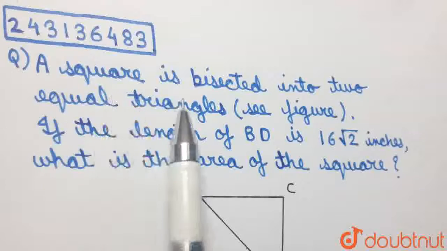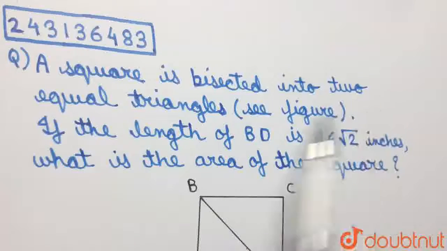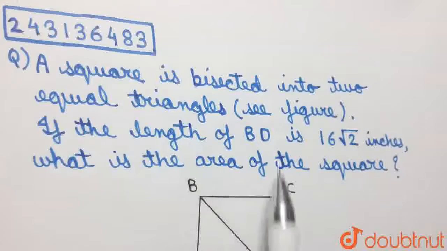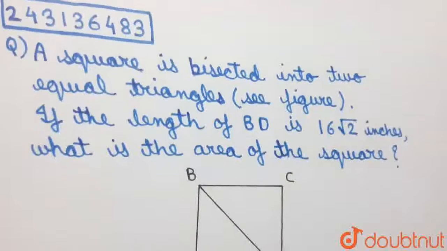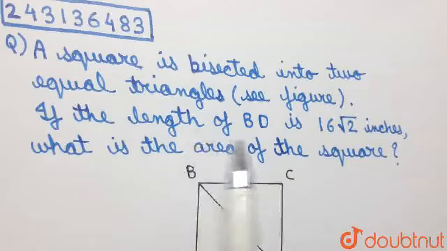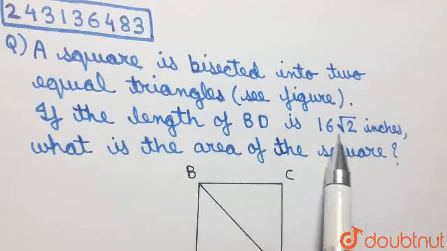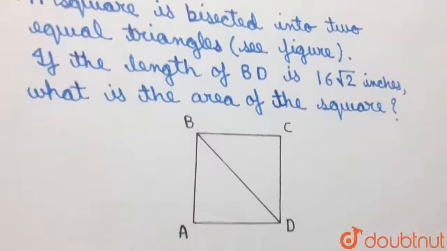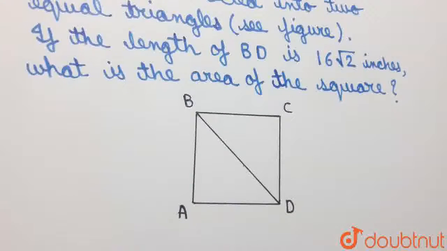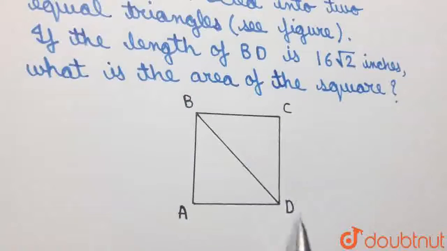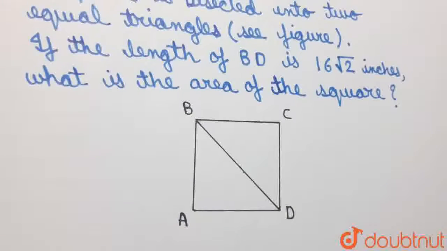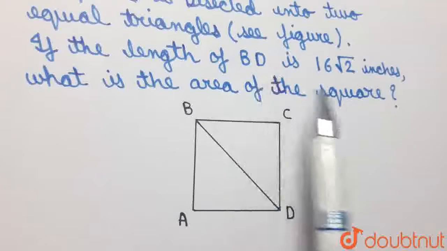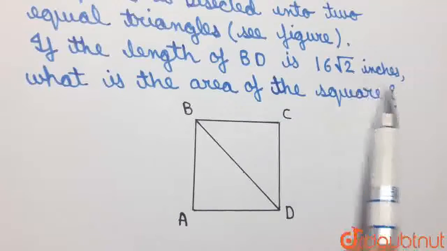A square is bisected into two equal triangles as per the figure. If the length of BD is 16√2 inches, what is the area of the square? So this is the figure given to us in the question. It contains the square ABCD and the length of BD has been given equal to 16√2 inches.